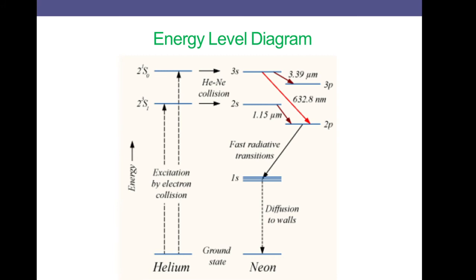1s level to 2p level. There is a high probability of transition between 1s and 2p levels. This will reduce the population inversion between 3s and 3p. And if a narrow tube is used, the neon atoms in the level 1s will collide with the walls of the tube and will get de-excited to the ground state.